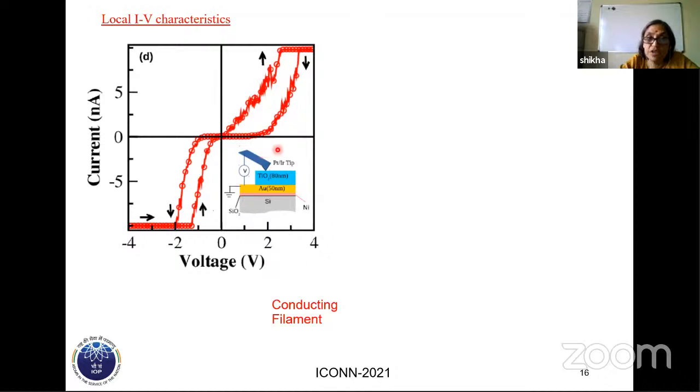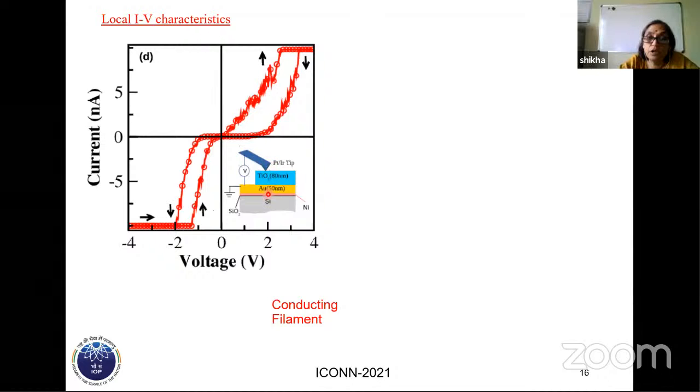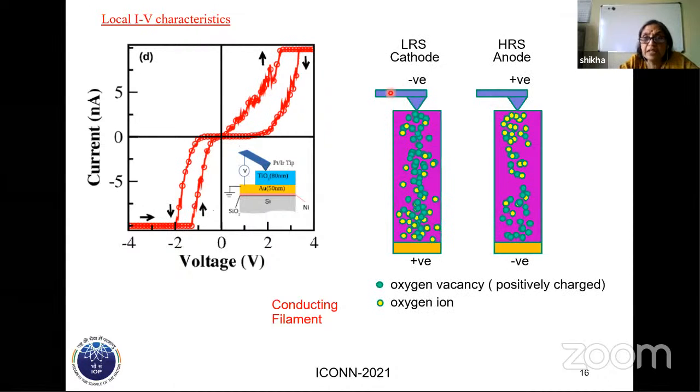And for this case, we are able to use an AFM tip as a conducting tip to measure the current between the gold and the tip. The reason is something like this: if we have negative on the top and positive on the gold, the oxygen vacancies are positively charged and the oxygen ions are negatively charged. So these oxygen vacancies make a conducting path from the top to the bottom, and this leads to the passage of current between gold and the tip.